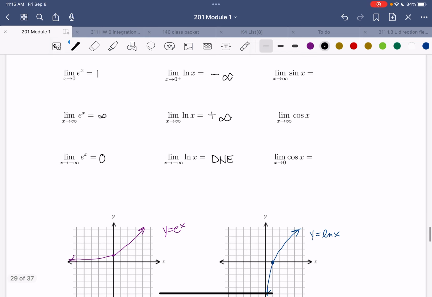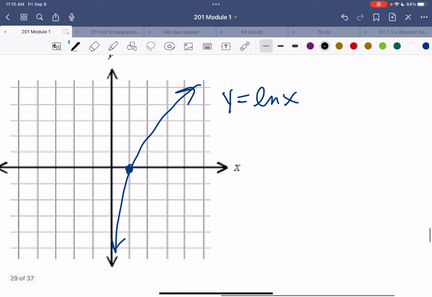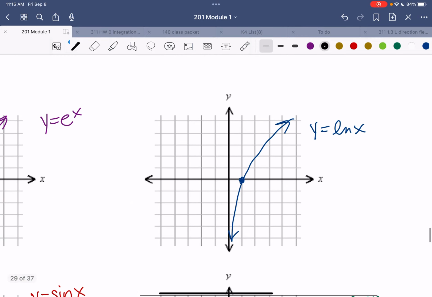Let's start down here at the bottom with cosine of 0. When you plug in 0, cosine of 0 is going to be 1, right? At 1, we started at the top of the curve right here. So that's our value there.